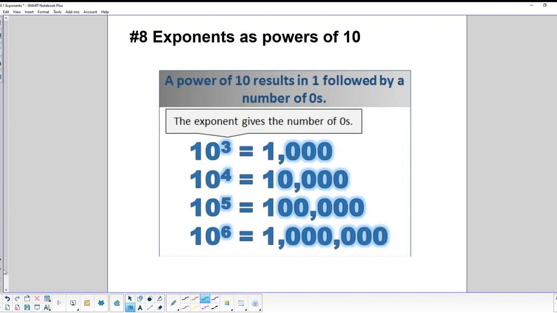Okay, exponents as a power of 10. This is number 8 on our guided notes. So we're moving along. We only have a couple more sections here. If you notice, the exponent gives the number of zeros, and the power of 10 results in a 1 followed by this number of zeros. So if I have 10 to the third power, that means 1 followed by 3 zeros. If I have 10 to the fourth power, that means 1 followed by 4 zeros, and so on. 1 followed by 5 zeros, 1 followed by 6 zeros.